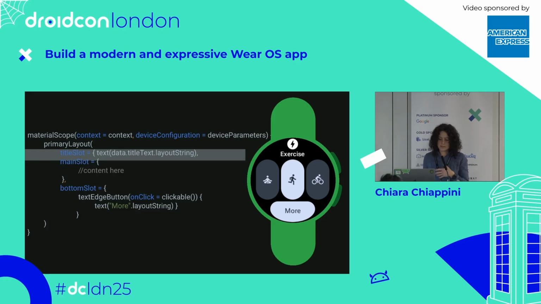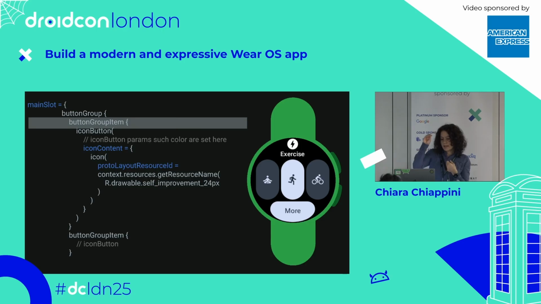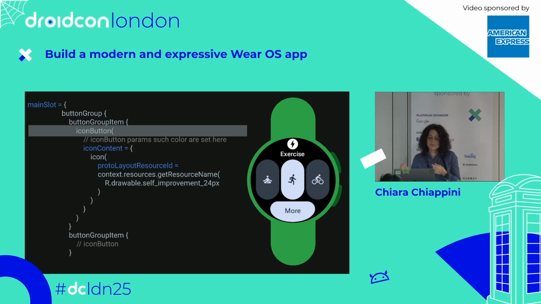The title slot is the easiest. It's just where you pass the title of the tile. And then you have the main slot, which is where the main content will be. Since we will be displaying 3 buttons, we will use a button group, a component layout that places its children in a horizontal sequence. This behaves as a group which fills the entire available space to maximize the screen real estate, which of course is limited on the watch. So we place a button group item for every button that we want to display. And then we use the icon button component for showing an icon.